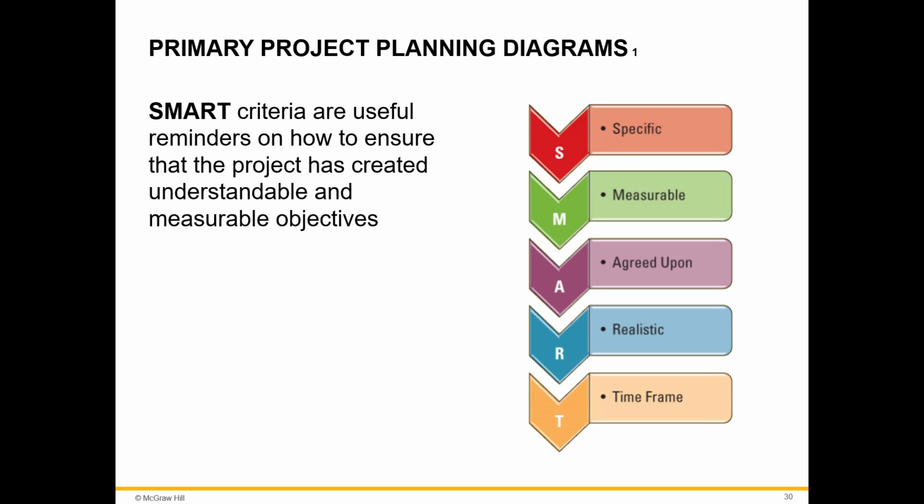This picture lists the SMART criteria that are useful reminders about how to ensure that the project has created understandable and measurable objectives. A project charter is a concise written description of the project's intended work. The charter may contain the name of the sponsor, the project's benefits to the organization, a description of the objective, the expected time frame, and budget.